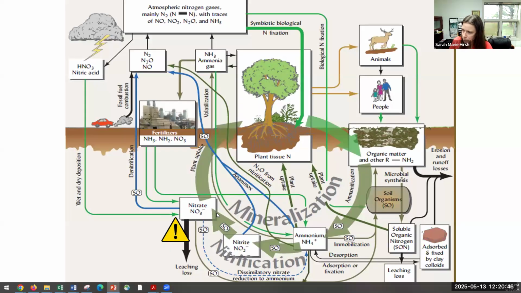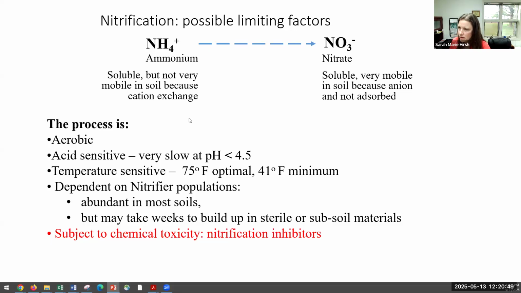So the idea is that we're going to delay this nitrification process to retain more of the nitrogen as ammonium and less as nitrate, which is very soluble. This process is aerobic, it's acid sensitive. So if you have a low pH in your soil or a very acidic soil, you're not going to have the conversion from ammonium to nitrate.